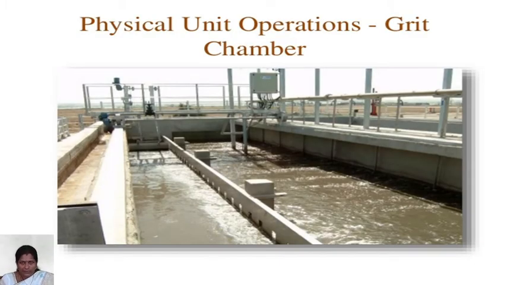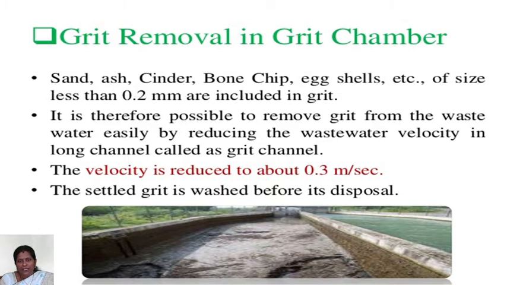Then move on to the next unit operation, grit chamber. This is the treatment plant site grit chamber. This sketch indicates the grit chamber. Sand, ash, cinder, bone chip, eggshell, etc. of size greater than 0.2 mm are included in grit. It is therefore possible to remove grit from the wastewater easily by reducing the wastewater velocity in a long channel called a grit channel. The velocity is reduced to about 0.3 meter per second. The settled grit is washed before its disposal.